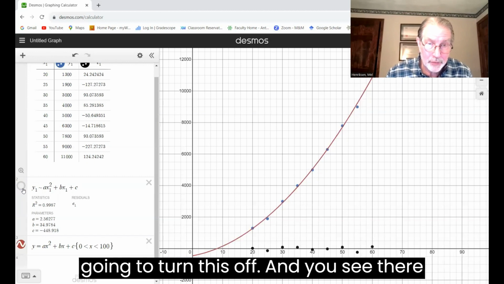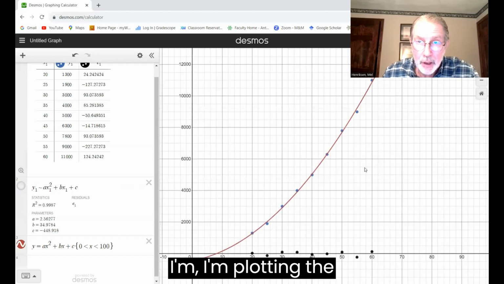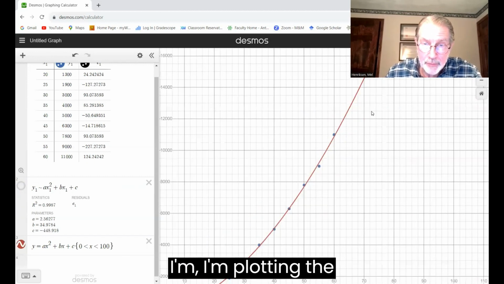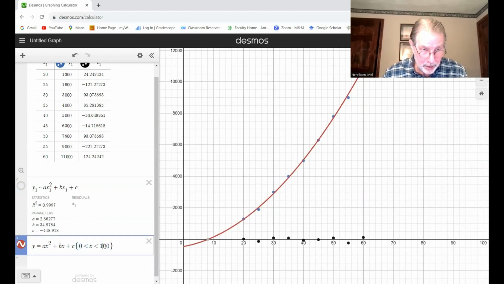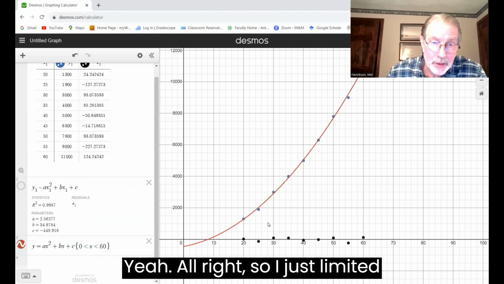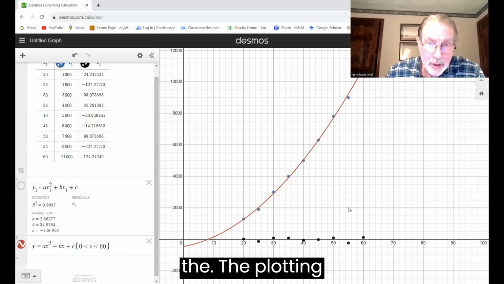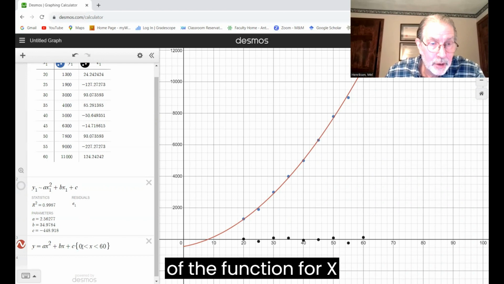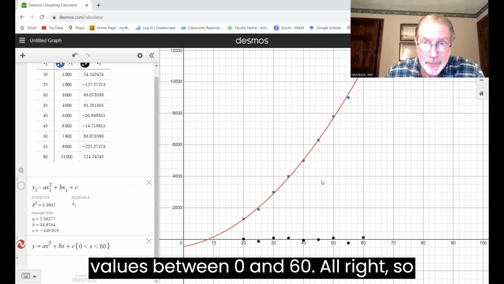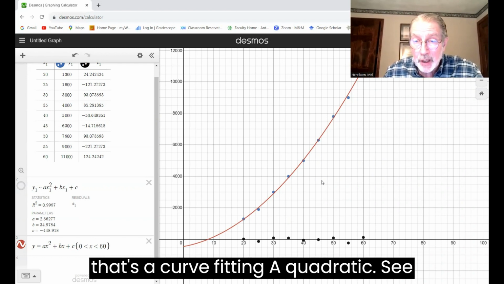I'm going to turn this off. And you see there I'm plotting the 100's kind of way out there. Now let's do a 60 here. There we go. All right, so I just limited the plotting of the function for x values between 0 and 60. All right, so that's curve fitting a quadratic.